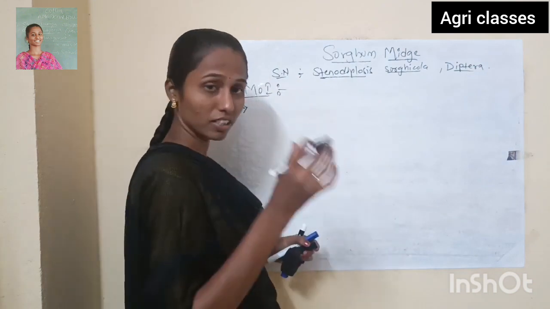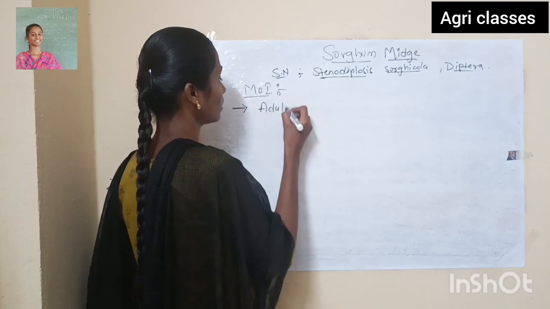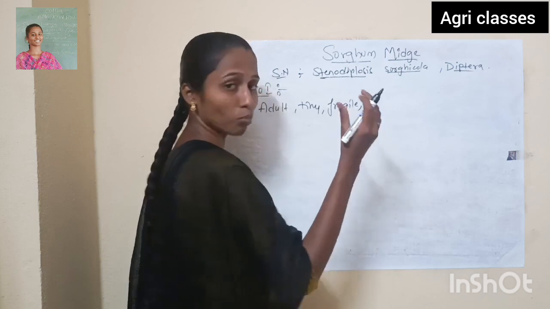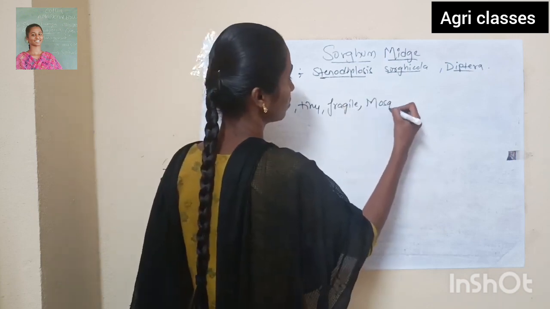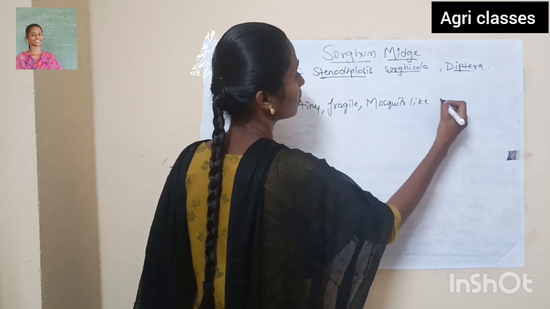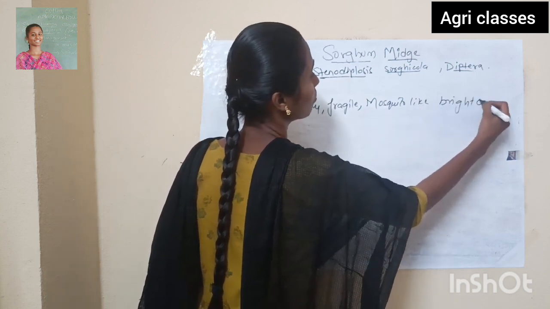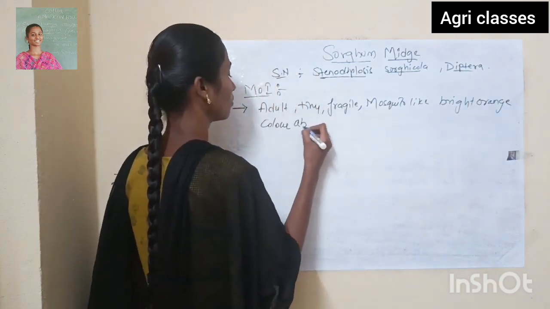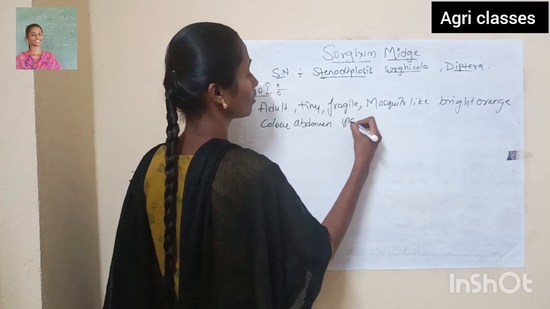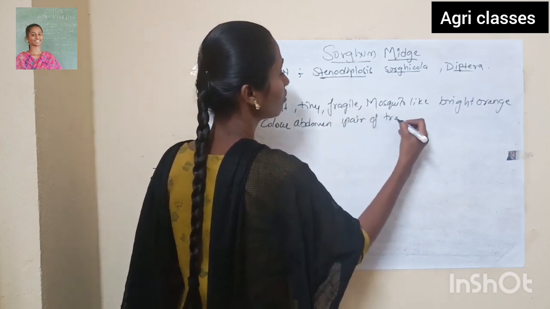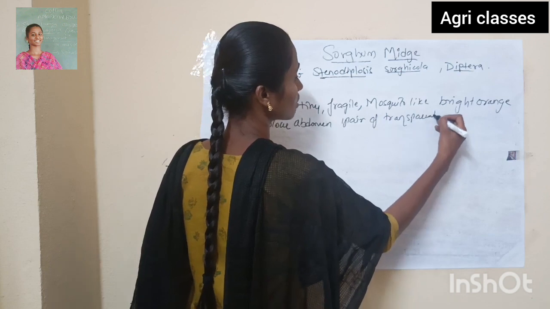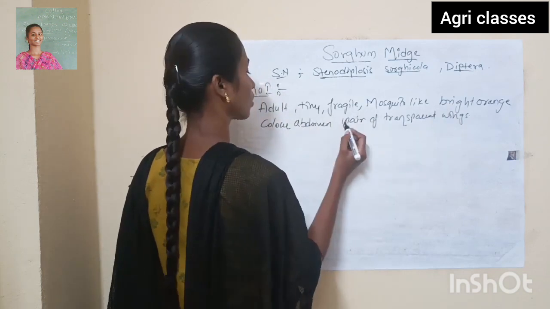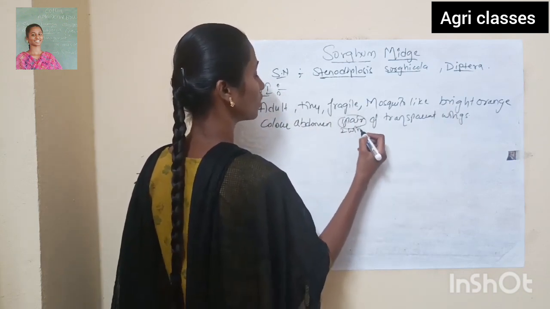These midges or adults are tiny, fragile, and small mosquito-like, having a bright orange colored abdomen with one pair of transparent wings. Either they have two wings; instead of one pair we can say two wings.